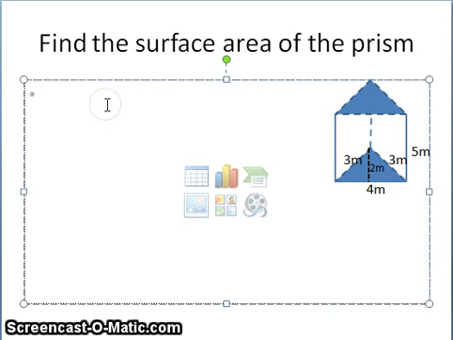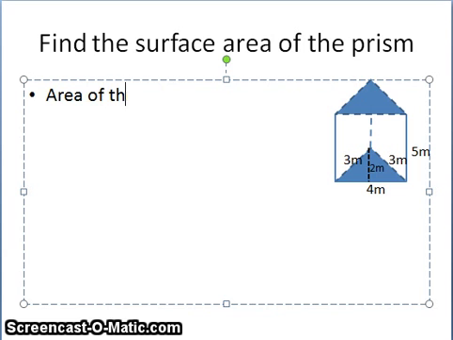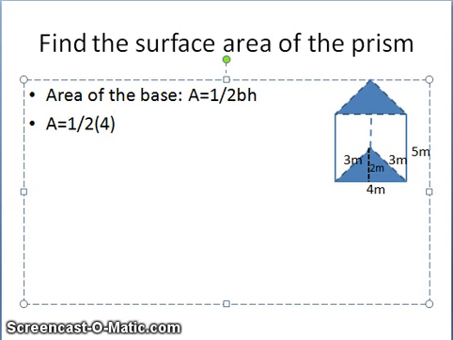Okay, so here's a prism. This one is a triangular prism. And what I'm going to do first is say I need to know the area of the base. To find the area of the base, I'm going to need to do area of a triangle, which is 1/2 base times height. So if I look at that, area equals 1/2, what's the base of the triangle? It's 4, times the height of the triangle here is 2. So that's 1/2 times 4 is 2, times 2 is 4. So now I can say the area of the base is 4 meters squared.